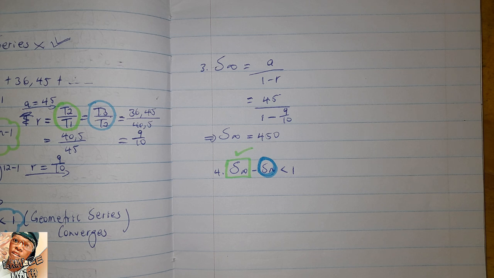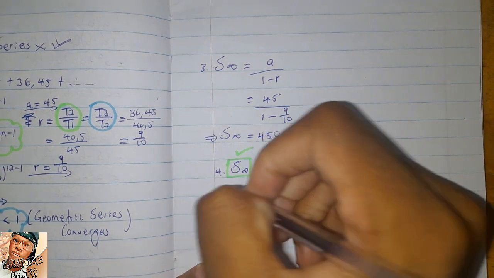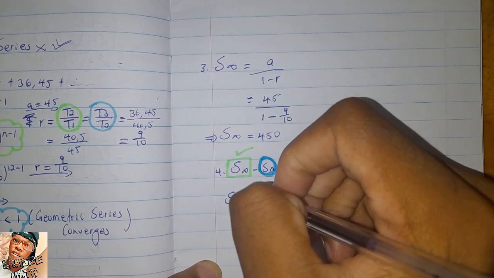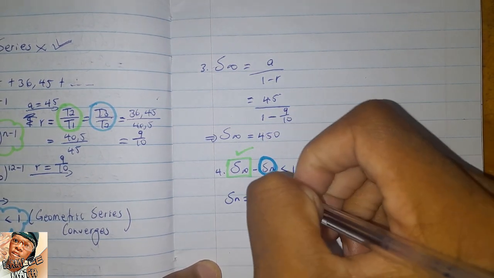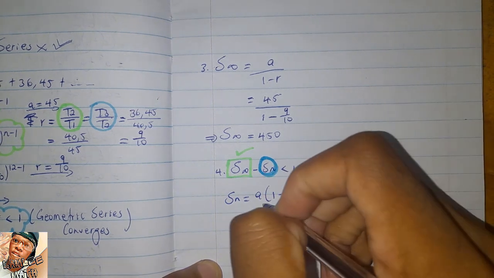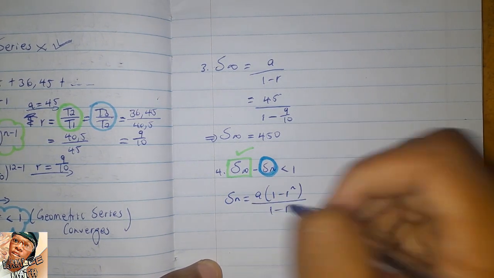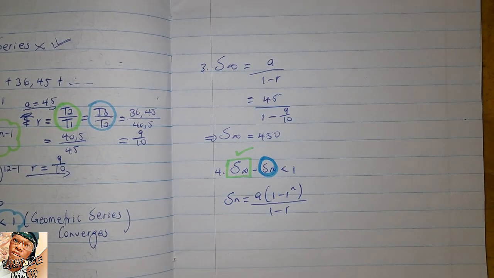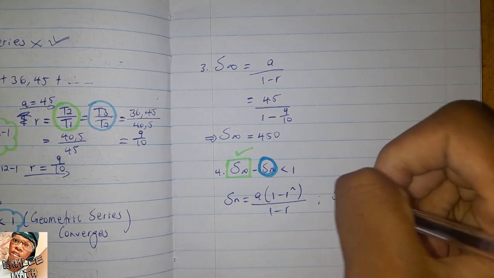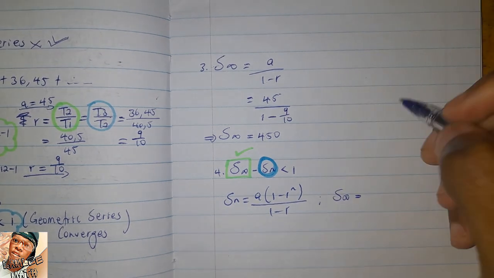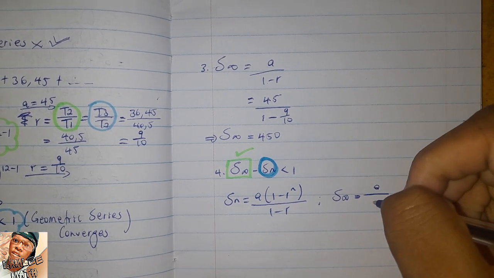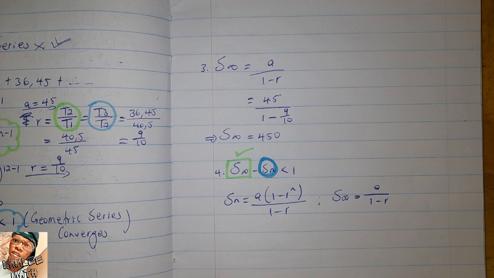However, we do know that there's a formula for calculating the sum to the number of terms. That formula is S_n equals a multiplied by 1 minus r to the power n, all divided by 1 minus r. So this is the formula to calculate the sum to a specific number of terms, right? And we also have a formula for the sum to infinity, which we have stated here. It is a over 1 minus r, right?